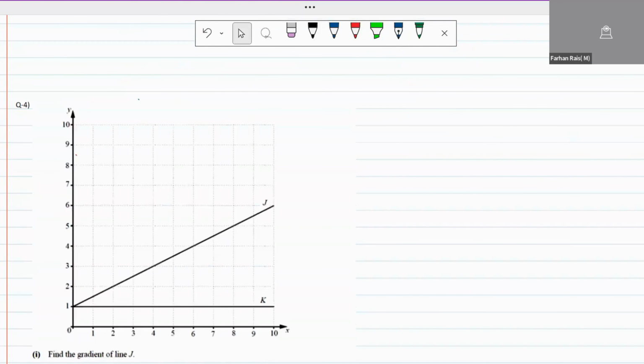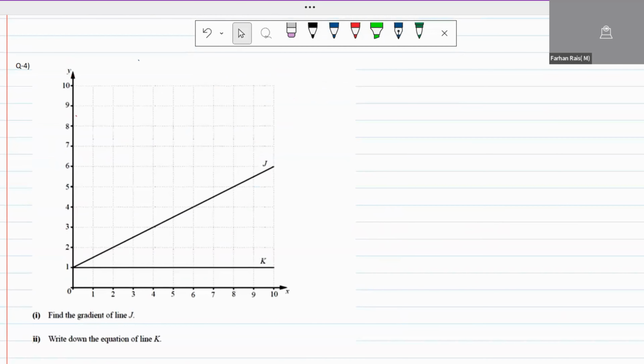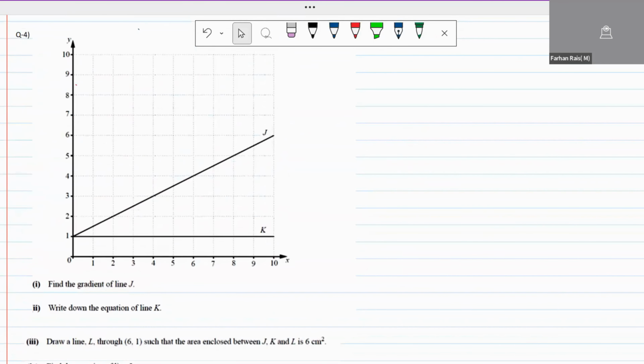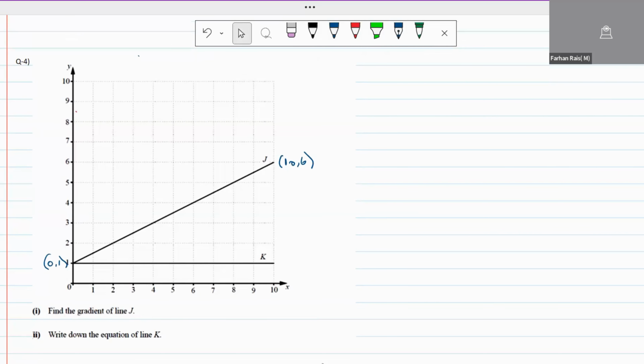Moving onwards, we have one more question. In this question, it starts with finding the gradient of line J. Now to find the gradient, we need any 2 points of the line. So let's pick the first point as 0, 1, and the second point as 10, 6. Now with these 2 points known, we can easily find the gradient of line J.